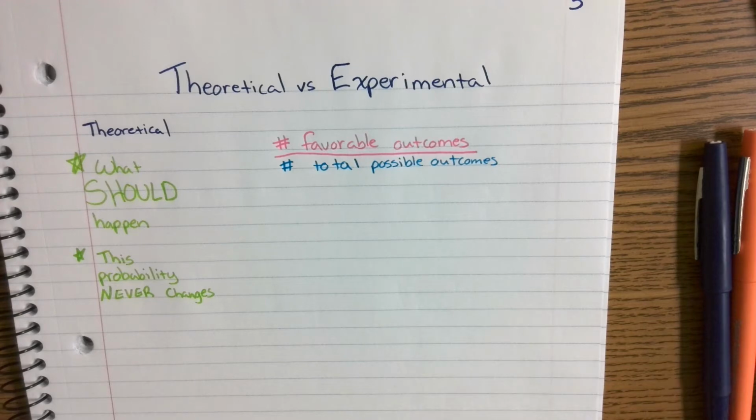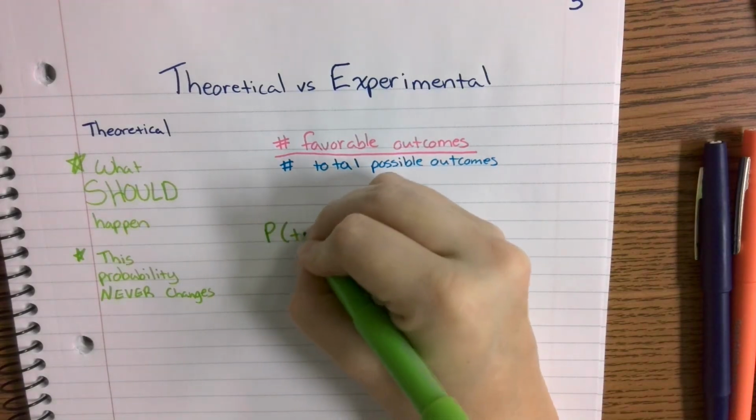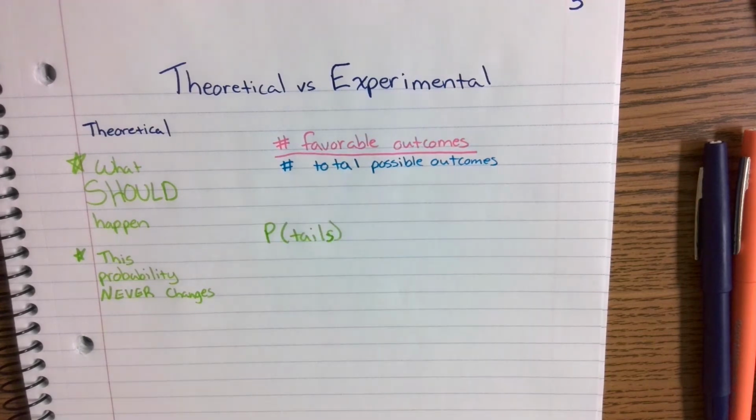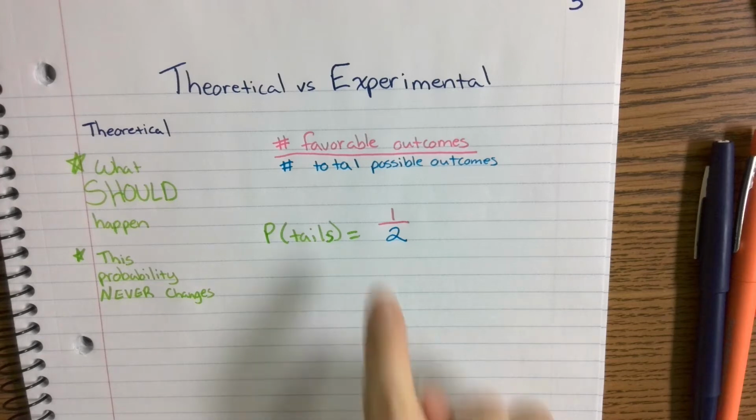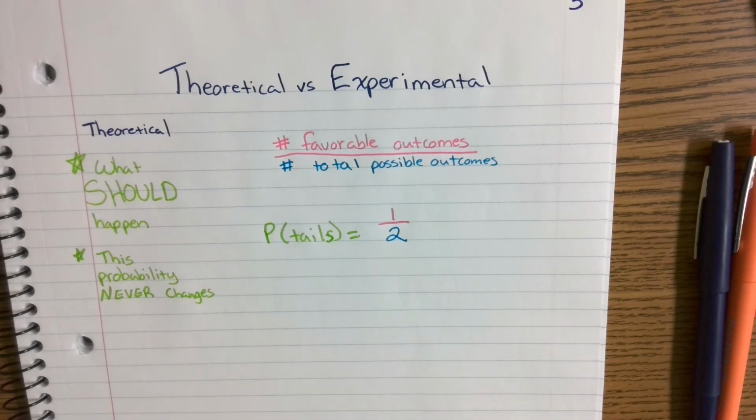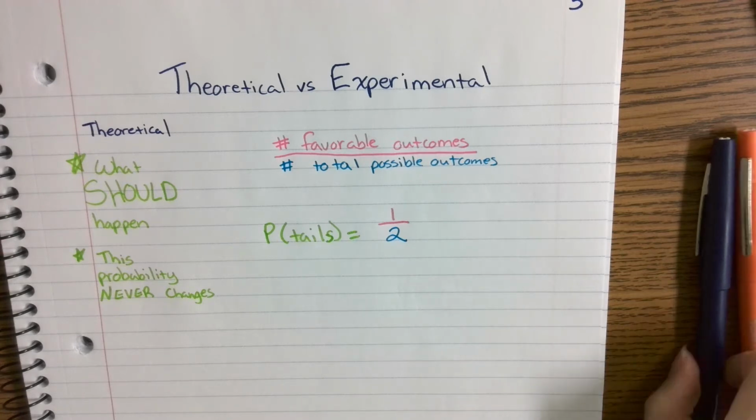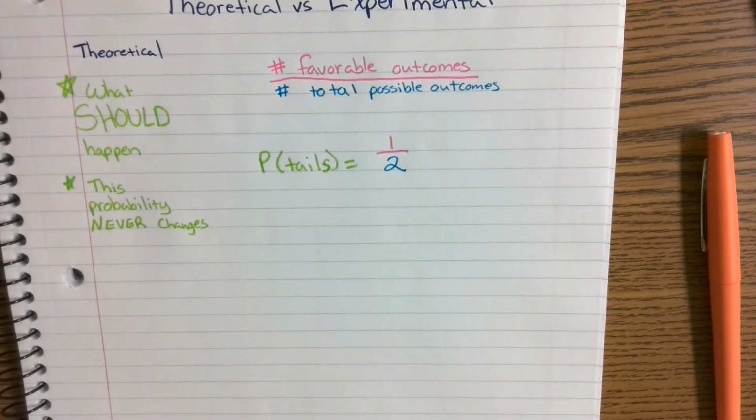Okay, so again, I'm going to fall back to the coin. So if I say, hey, the probability of landing on tails, we know in theory, on the coin, there is one favorable outcome for tails out of two possible outcomes on a coin. That is never going to change. Your probability is always going to be 1/2. If I'm rolling the die, the probability of landing on a 1 is always going to be 1 out of 6. Or the probability of landing on a 5 is always going to be 1 out of 6. Because that number only occurs once on the die out of 6 numbers. That's theoretical. Now, with experimental, that's a little bit different.